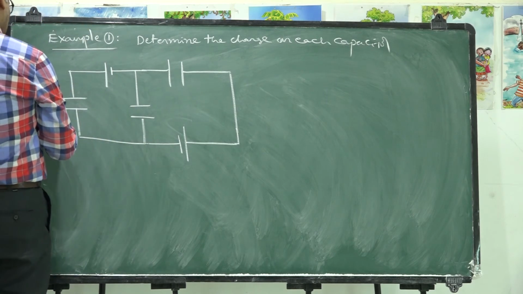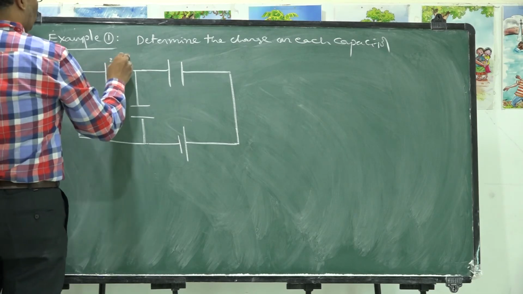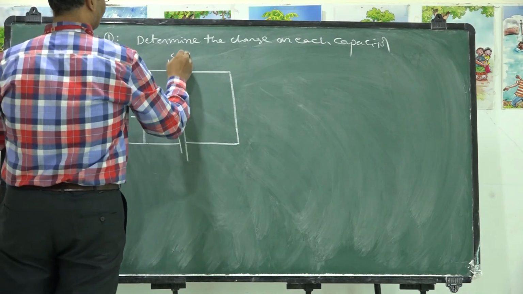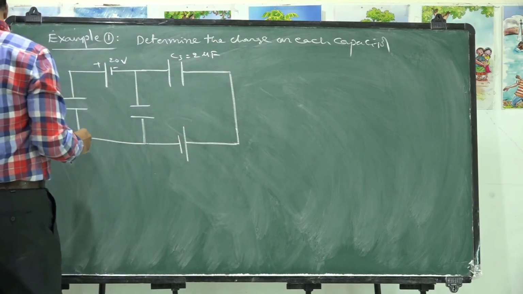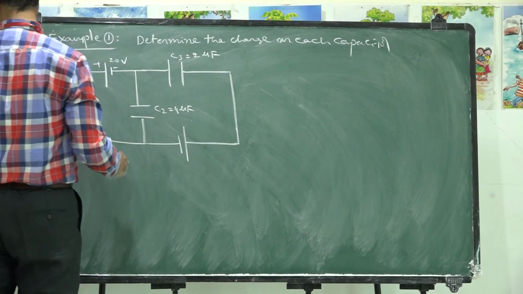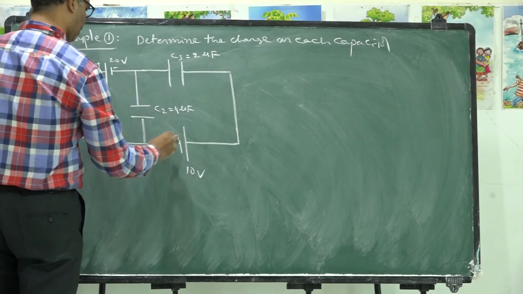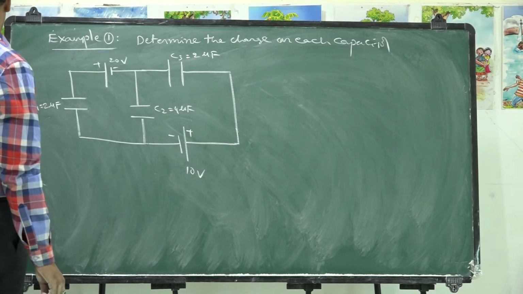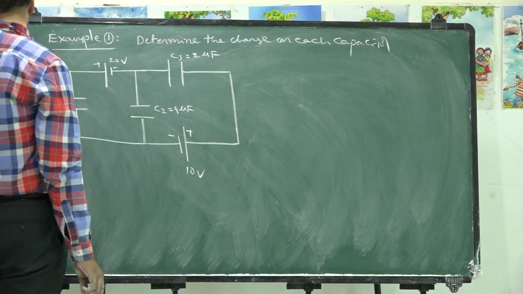It is a 2 microfarad capacitor. It is a 20 volts battery with positive and negative sign. This is C3, again a 2 microfarad capacitor. This is C2, a 4 microfarad capacitor. It is the second battery having voltage 10 volts with the negative and positive terminals like this. You are asked to find the charge on each capacitor.